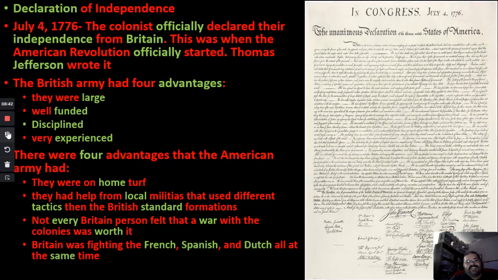So, Declaration of Independence. A lot of you guys know the date, July 4th, 1776. This is when the colonists officially declare our independence from Britain. Now, this is when the American Revolution officially starts. The fighting started with the shot heard around the world, but now that this Declaration of Independence is written, it's submitted, stating to the world what we're doing. Now the American Revolution officially starts. And yes, Thomas Jefferson, who would be our third president, did write this.